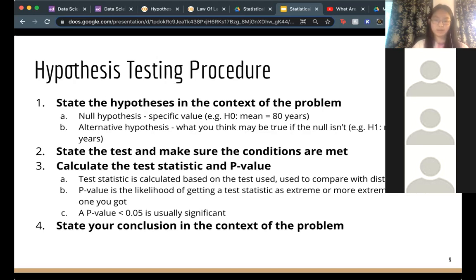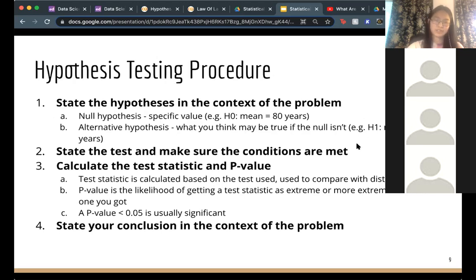The null hypothesis looks like this: H0, and then it points to a specific value. The idea that, hey, the mean of the population is equal to 40 or 80 years, maybe. Then there's the alternative hypothesis, the idea that, hey, if the null isn't true, what is true? Or what is the thing you're trying to prove, basically. The alternative hypothesis is what you want to prove and show. I'll come back to these because this is hard to understand without an example.